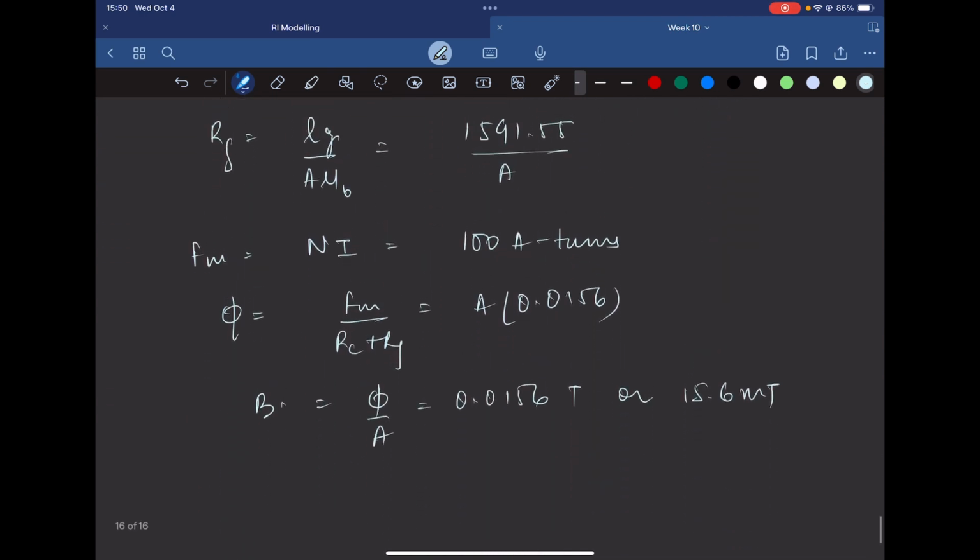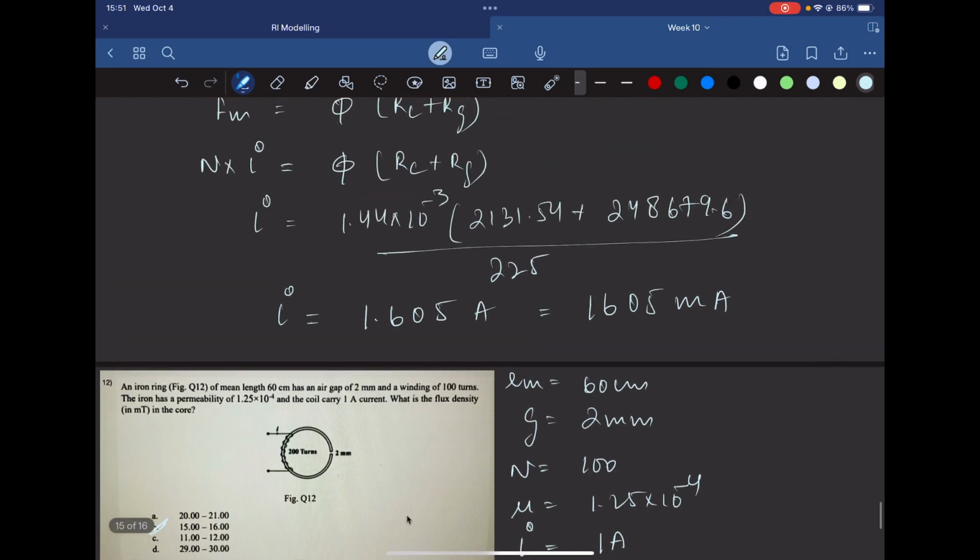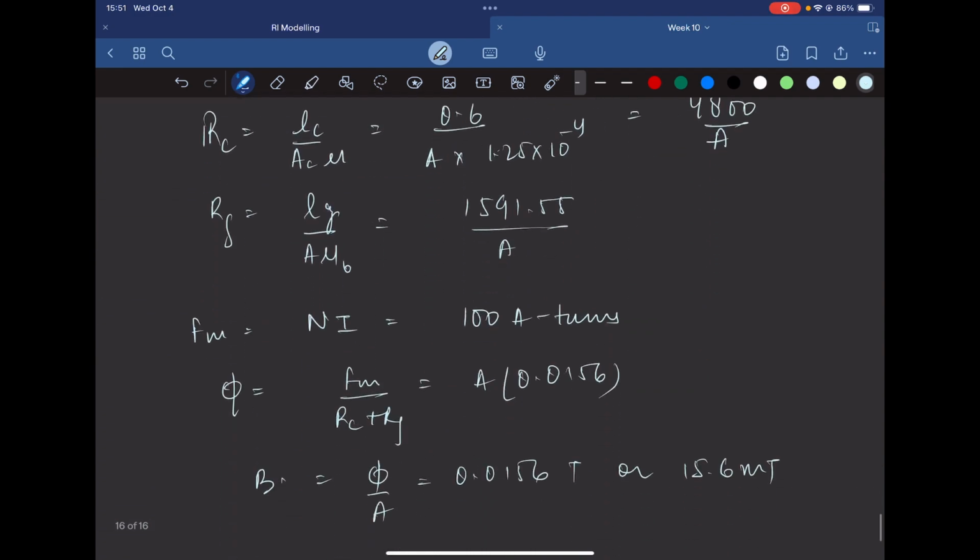What you do is you form parallels between electric circuits and magnetic circuits, find the reluctance, and then just solve as what you have done for the electric circuits, and you will be able to come up with the answers.